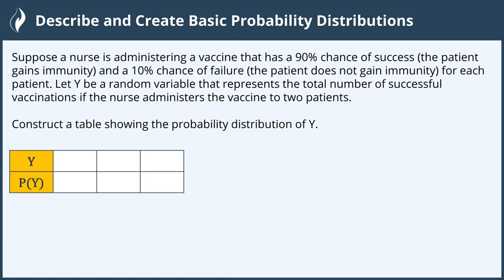For each patient, let Y be a random variable that represents the total number of successful vaccinations if the nurse administers the vaccine to 2 patients. Construct a table showing the probability distribution of Y.